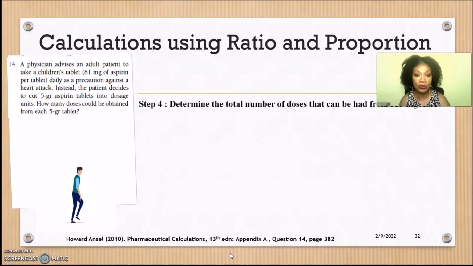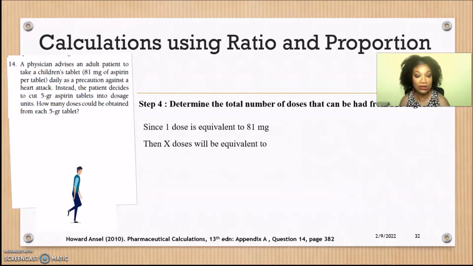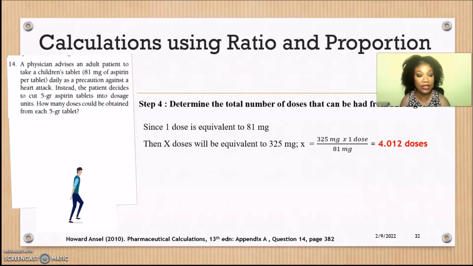So then, we need to determine the total number of doses that can be had from the 325 milligram aspirin tablet. We know that one dose is equivalent to 81 milligrams, so therefore we can determine how many doses will be equivalent to 325 milligrams. We set up our ratio and proportion. 325 milligrams times one dose divided by 81 milligrams is now going to be equal to 4.012 doses, or approximately 4 doses.